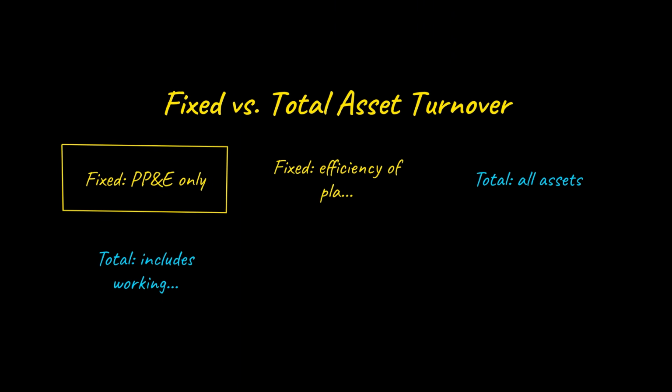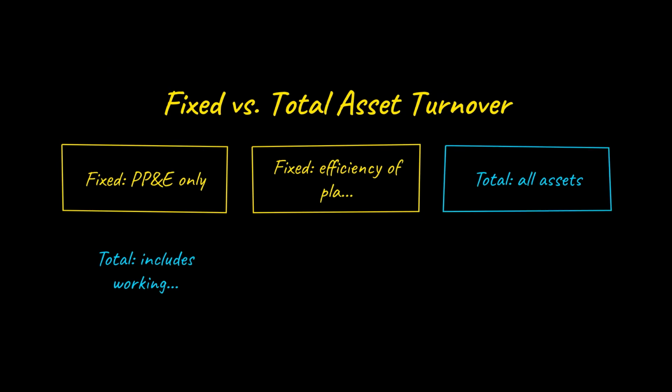The key distinction to remember is scope. Fixed asset turnover isolates long-lived assets, factories, equipment, property, and asks how productive they are at generating revenue. Total asset turnover broadens the lens to every asset on the balance sheet, including working capital and intangibles. Choose based on whether the scenario focuses on fixed assets specifically or the full asset base.